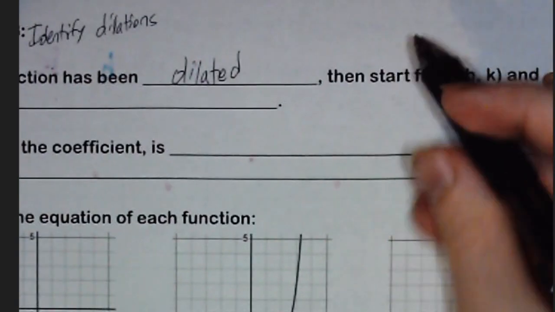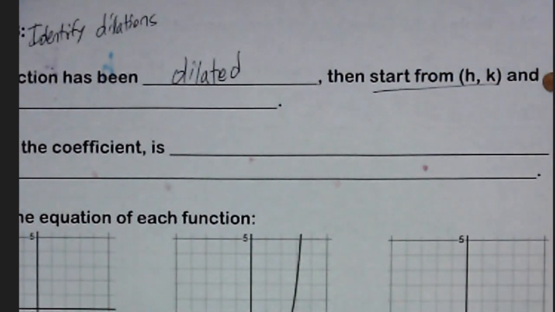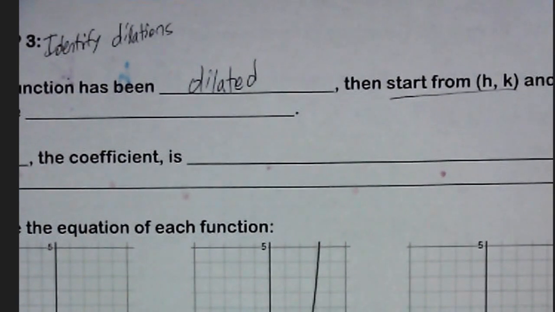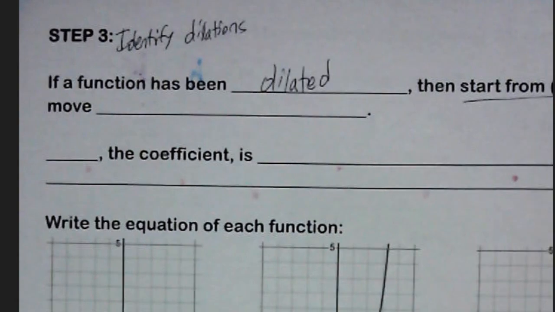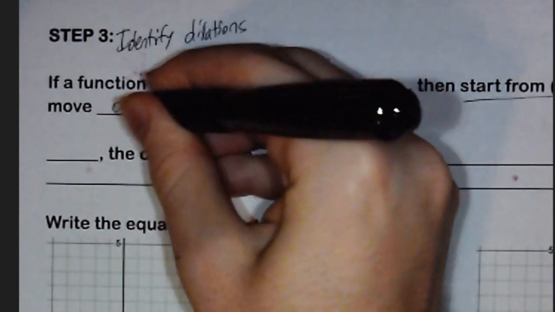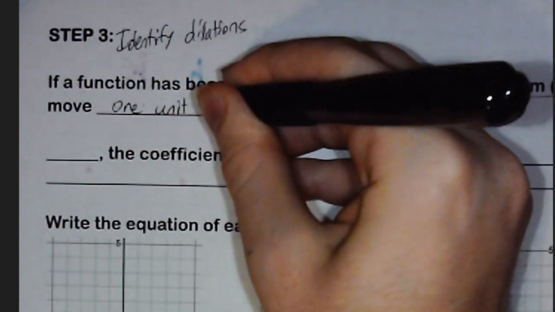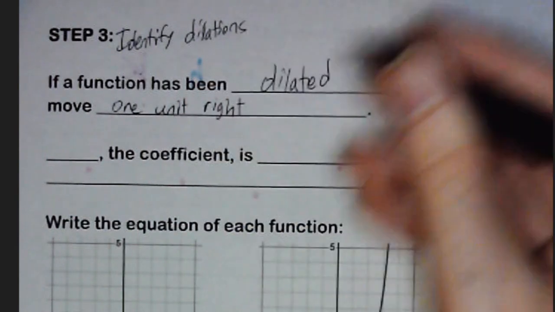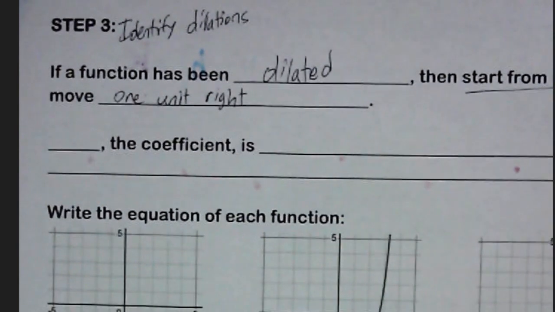Then what you do is you start from h comma k. You start from the point h comma k, and you move 1 unit right. I'll explain what that means when we get to the graphs down below.